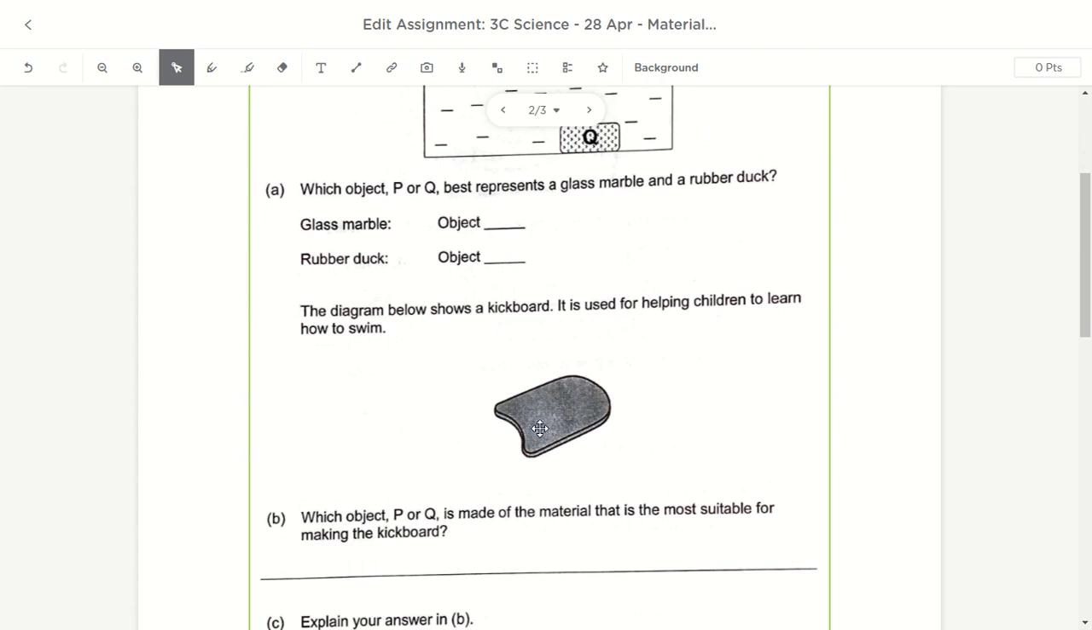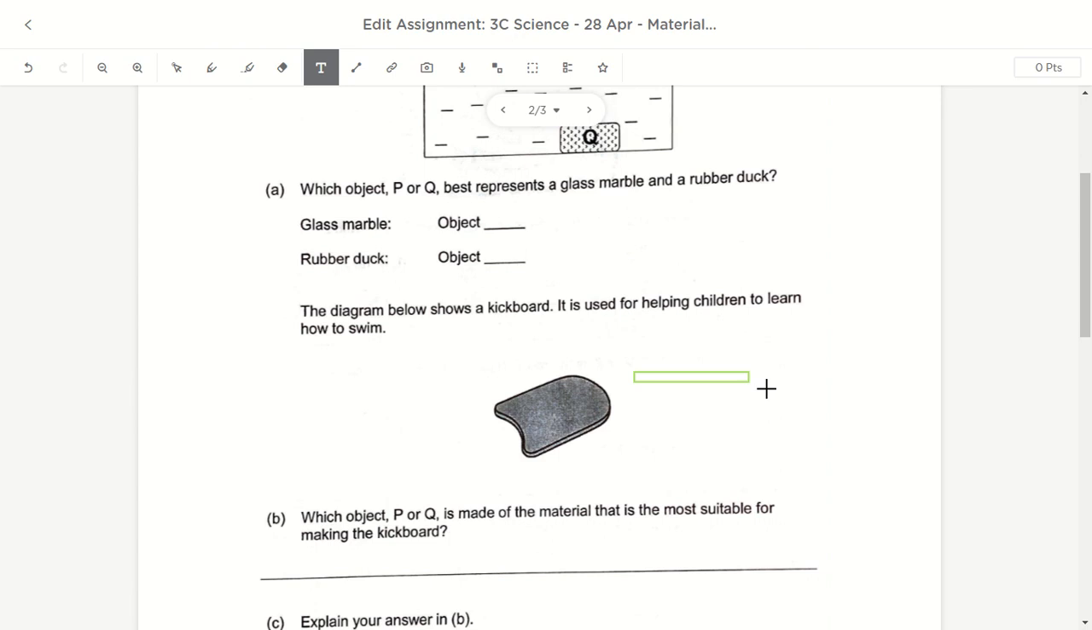Okay, and then after that, you are supposed to link what you know on top to this application. That is a kickboard. You use it in the swimming pool to learn how to swim. You think about it. So what is the most important property of a kickboard? Think about it. If I use it to learn how to swim, what is the most important property it must have?